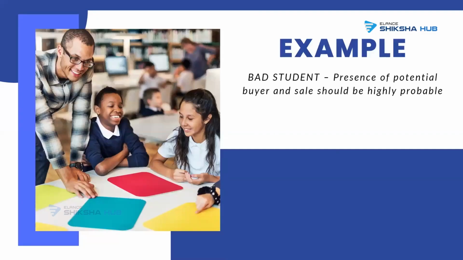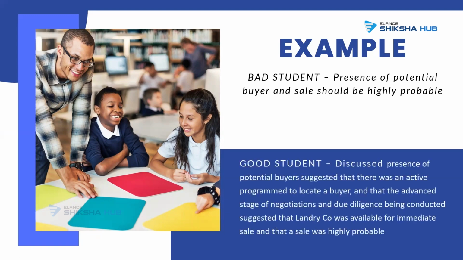I'll give you a very simple example of how students actually write and how they are expected to write. A bad student will simply write presence of a potential buyer and sale should be highly probable. That's it, and they will think they will get good marks. Why? Because they have written the IFRS 5 requirement. A good student will relate it to the case. How? Ma'am, there is an advanced stage of negotiation that is taking place in the question.